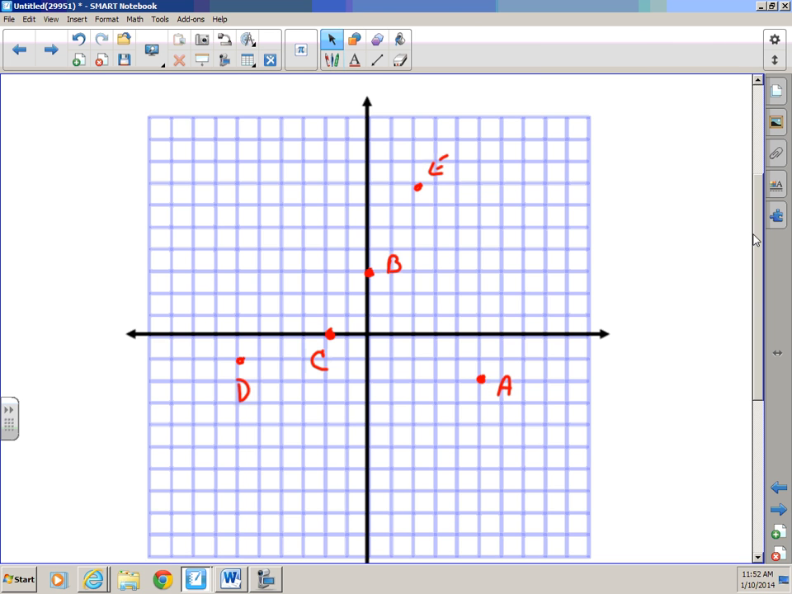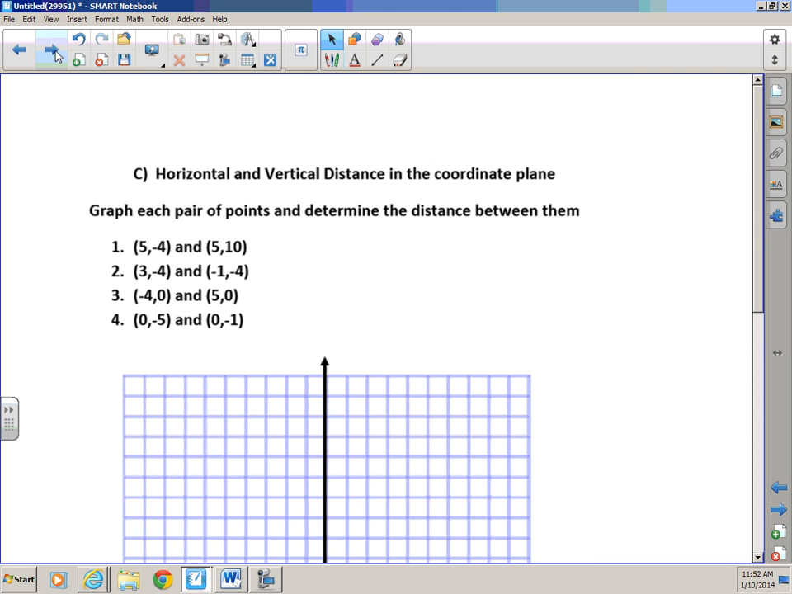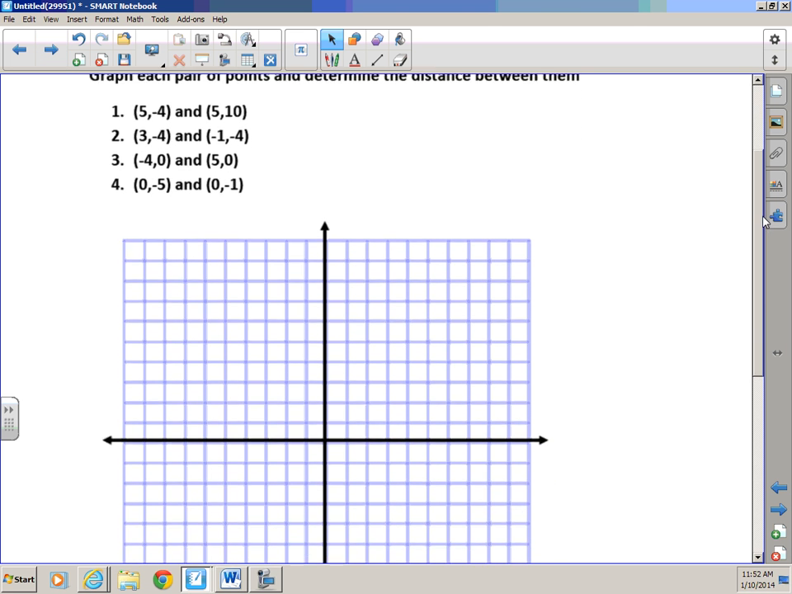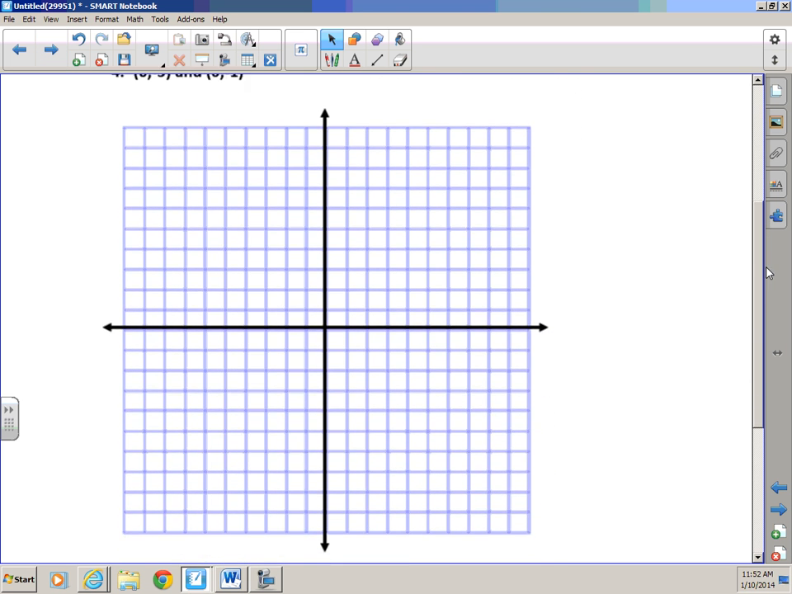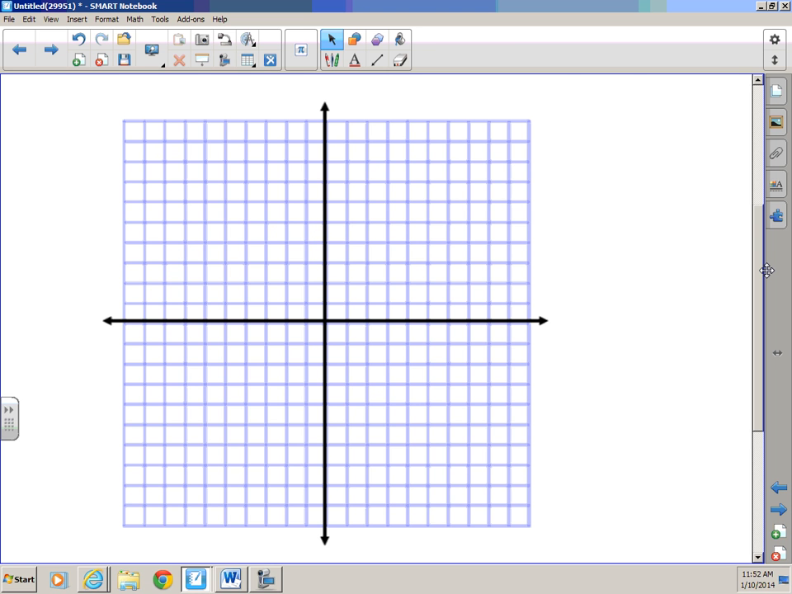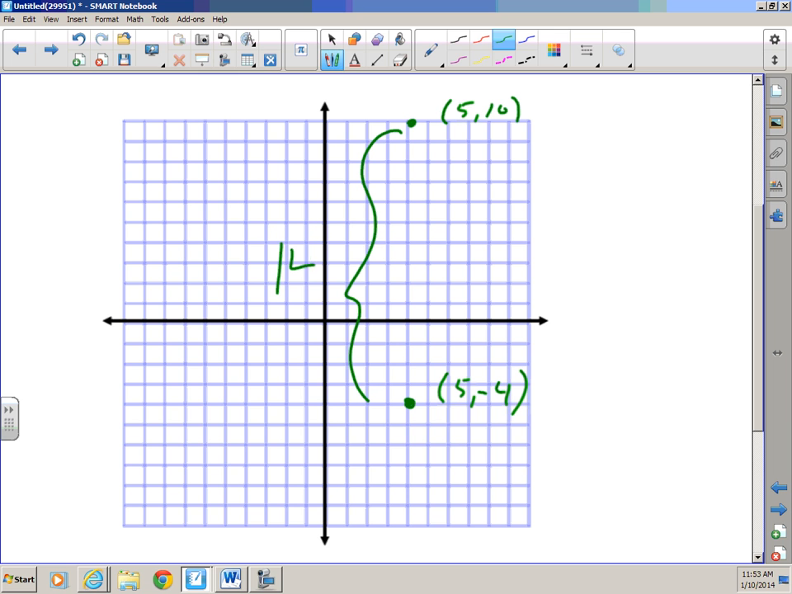Okay? Now, the last thing we want to deal with is distance. And I'm going to show you one example, what I'll call the long way, and then we'll figure out the easy way. I want to find the distance between 5, negative 4, which is this point here, and 5, 10, which is this point here. Well, the simple way to figure out horizontal or vertical distance is to count. So if I were to count the distance between these 2 points, you would see that there are 14 units in between.